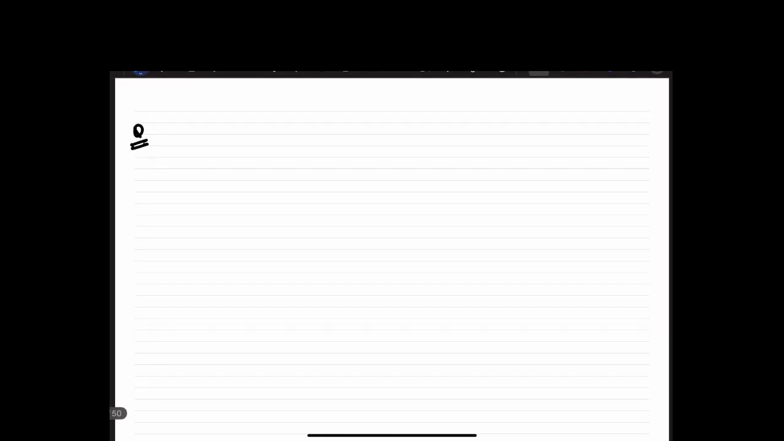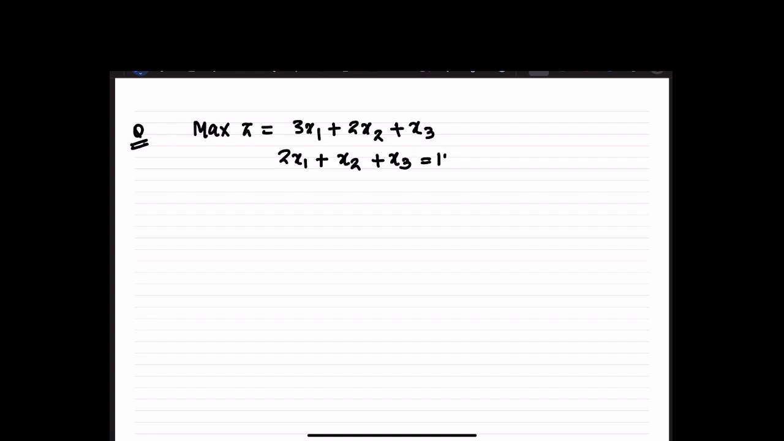Okay. Let's take up one more example. Let's say the question is to maximize z equals to 3x1 plus 2x2 plus x3. The constraints are 2x1 plus x2 plus x3 is equal to 12. The next is 3x1 plus 4x3 is equal to 11.